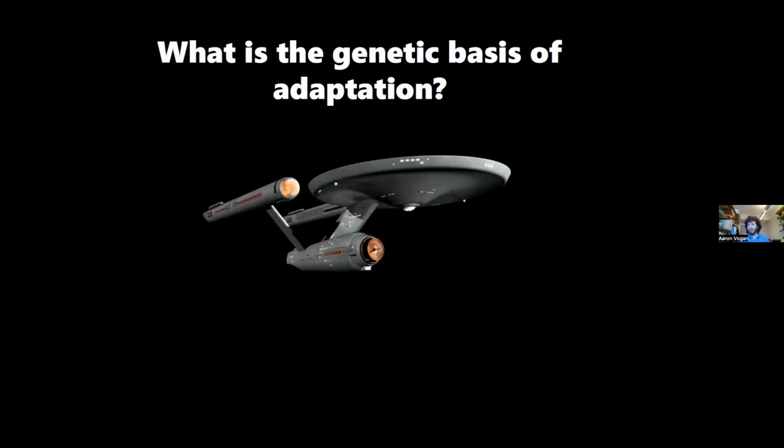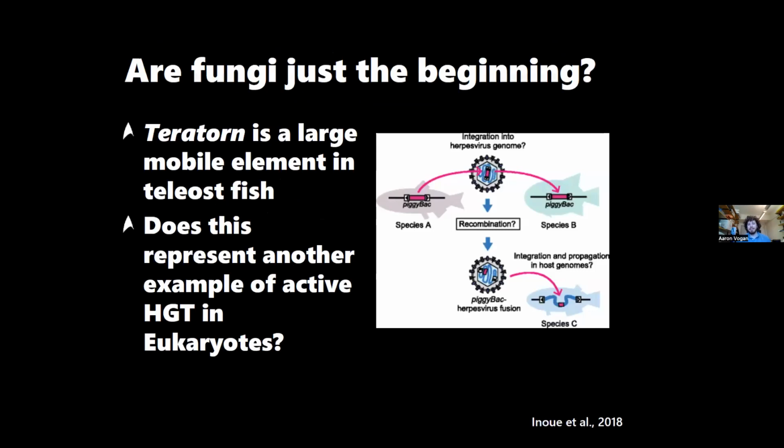And so if we circle back to the question I asked way at the beginning of what is the genetic basis of adaptation, at least in these fungi, I think it's the starships and horizontal gene transfer. And I don't think this is just going to be the case for fungi. As I mentioned at the beginning, HGT is starting to be appreciated in a lot of different eukaryotes. And I think we already have another case of this, and I think it's in fish.